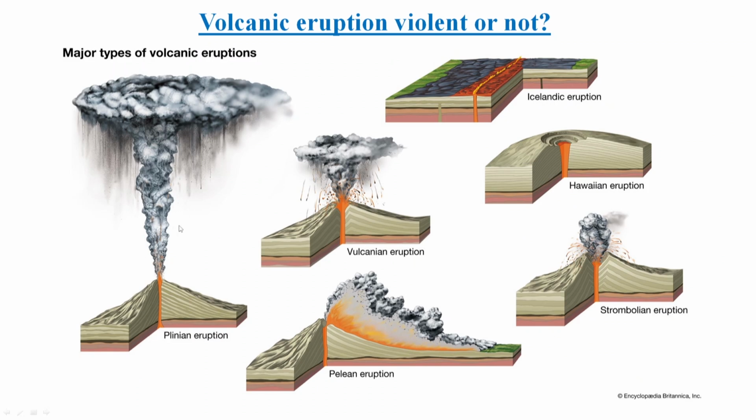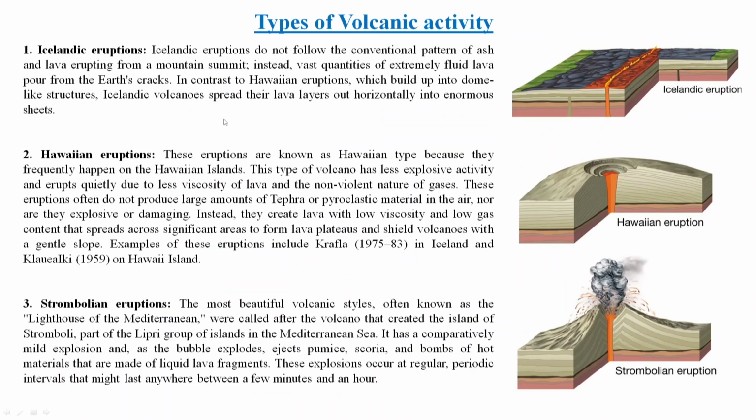So the largest or most explosive one is the Plinian eruption, and the quietest or non-explosive ones are both the Icelandic and the Hawaiian types. This is your Strombolian, this is the Vulcanian, Pelean, and this is the Plinian eruption, which is the most explosive one. Icelandic eruptions do not follow the conventional pattern of ash and lava erupting from a mountain summit. Instead, vast quantities of extremely fluid lava pour onto the surface through cracks. So that's why there is no question of a specific crater, or of any explosiveness.